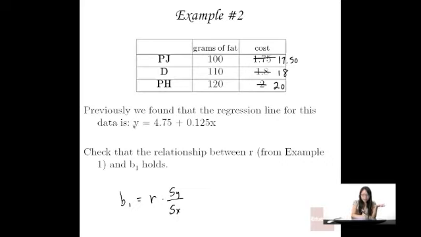Well, we already know B1, right? So that's B1 right here, 0.125. And we already know R. This is something like 0.94, I think. And so we want to know, does 0.94 multiplied by S sub y over S sub x equal 0.125? Well, let's see.